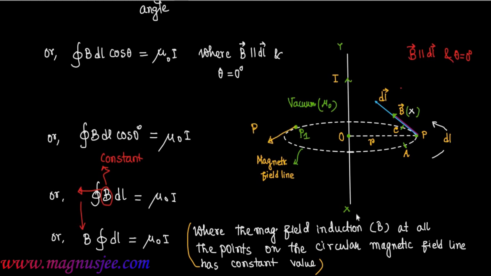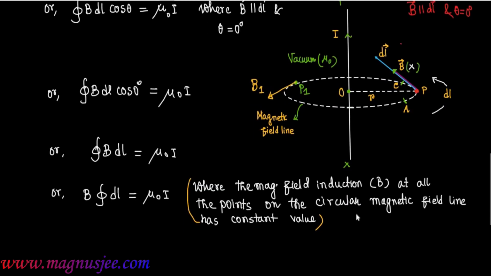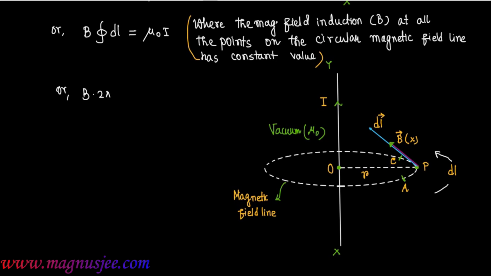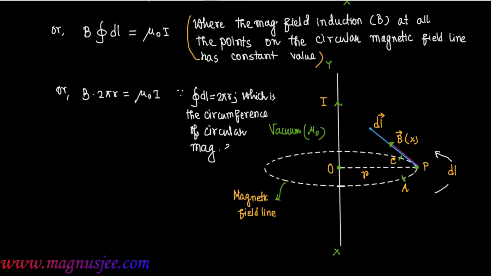If we consider a point P1, and the magnetic field induction at P1 is B1, and at the point P it is B, then B1 is equal to B, meaning the magnetic field inductions at the points P1 and P on this circular magnetic field line are the same. That's why B is constant. So B times 2 pi r is equal to mu 0 I, where closed integration dl is equal to 2 pi r, which is the circumference of the circular magnetic field line around the long straight conductor XY.